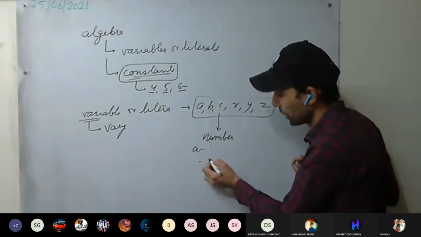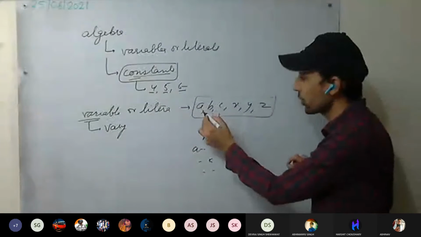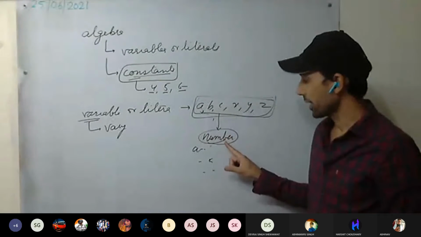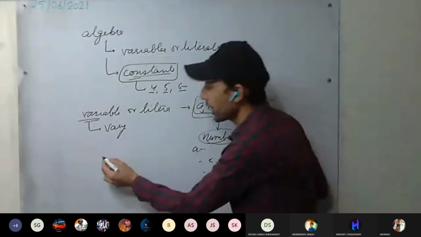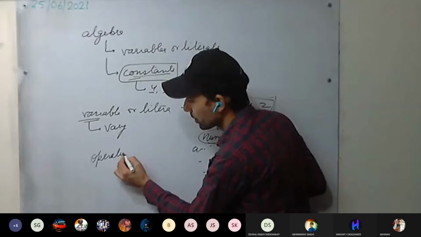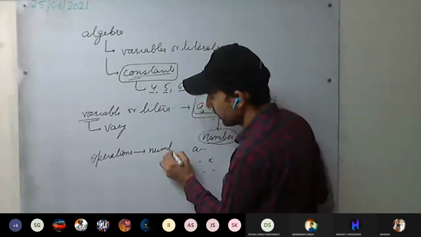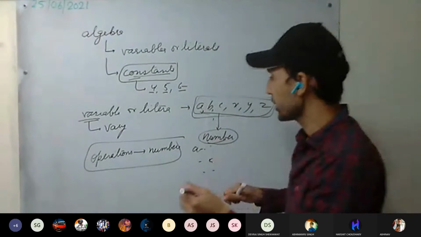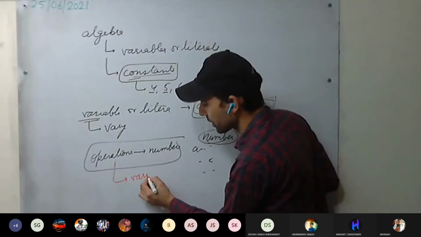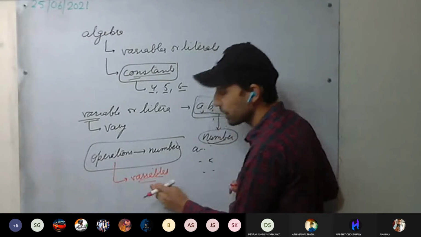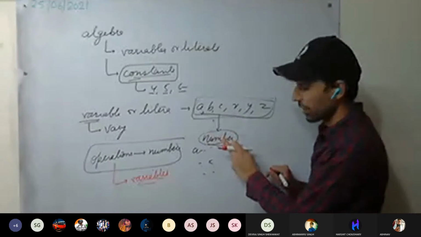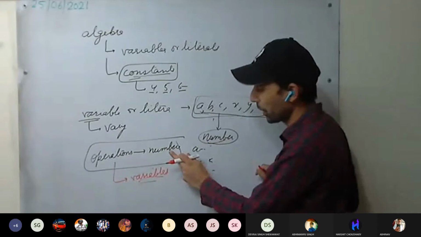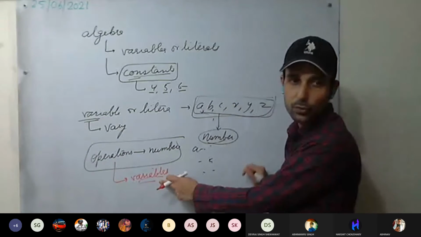Either A equal to 1 or 0 or 5 or 6. So these variables will take only numbers as their values. Therefore, whatever operations we do on numbers, the same operations we can apply on variables, because variables are nothing but numbers at last. They will take the values of numbers only. So whatever operations we do on numbers are applicable to variables as well.